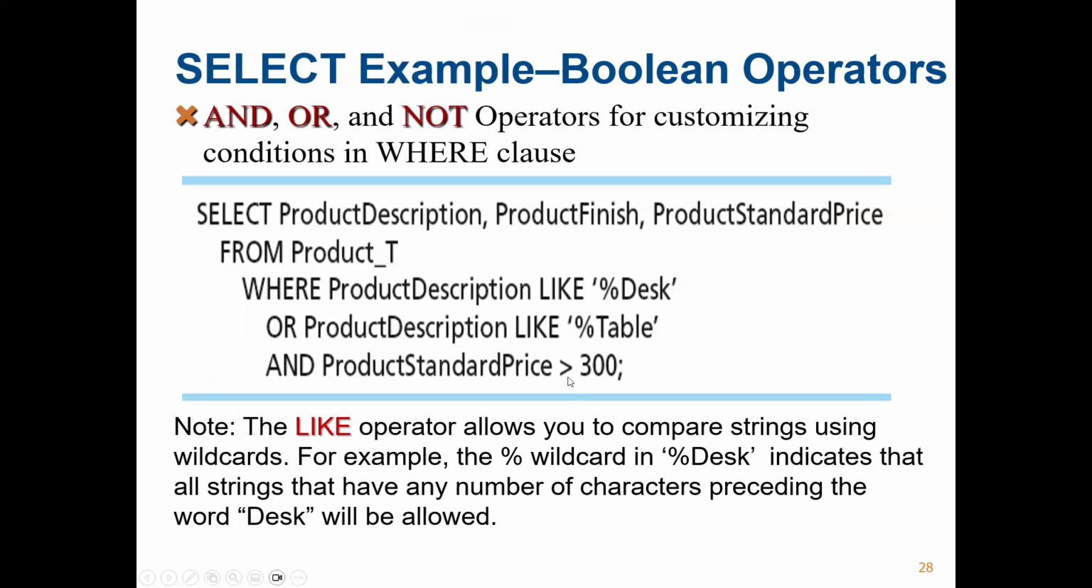As far as the prices are, the standard price is greater because here is AND. So all of them, the price must be greater than 300. So that's how we use the Boolean operators here. Again, here we use the OR and AND. NOT is very straightforward. It's to negate or complement. If it's not 300, it means it can be any price except it cannot be 300.